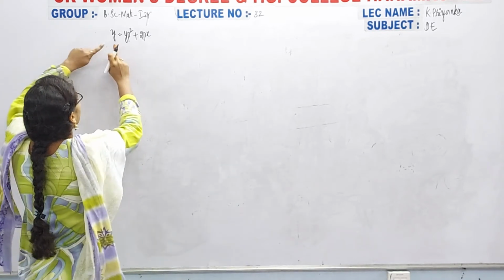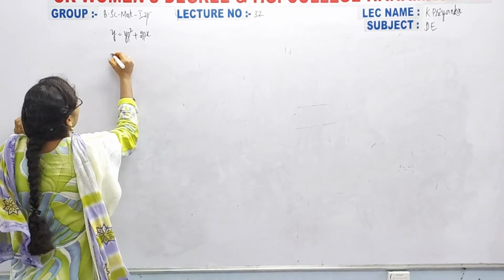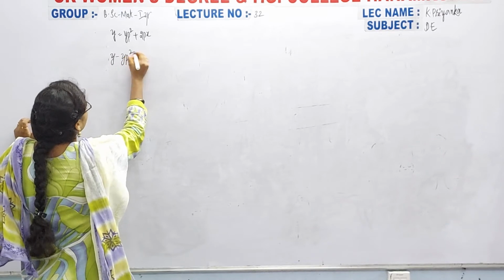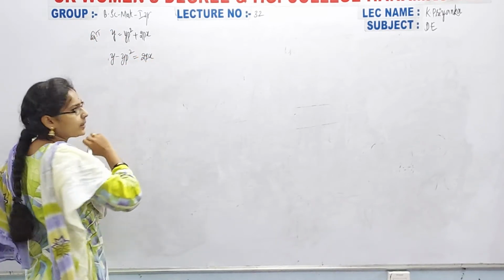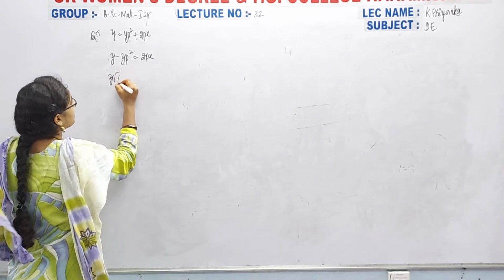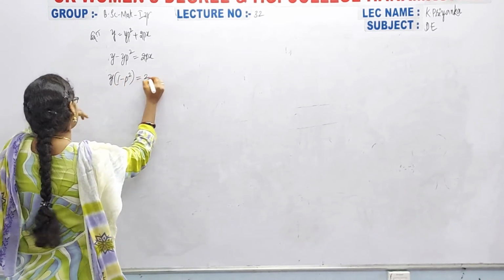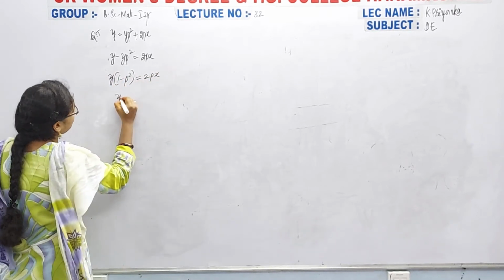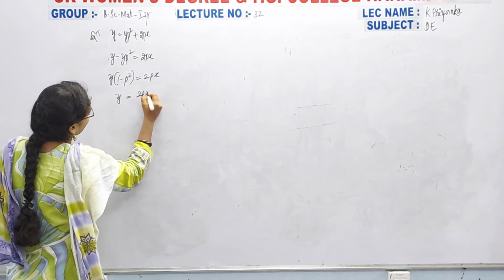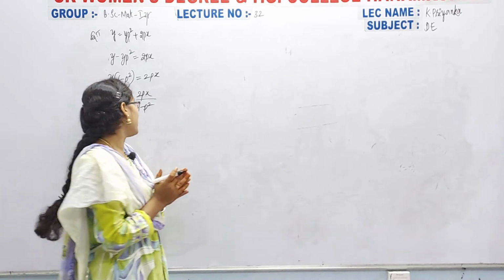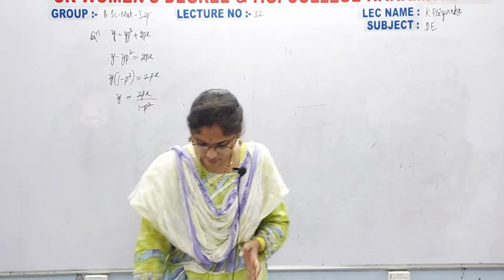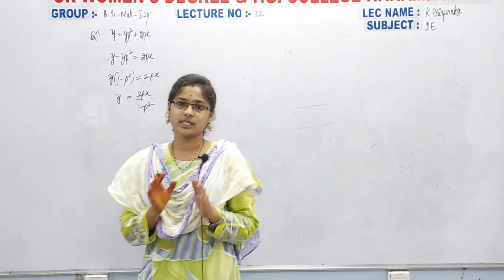So here we have y and here we have y, so that's why y minus yp square equal to 2px. Okay, now can I take y common from this? Then what I'll get, 1 minus p square into y equal to 2px. So now y equal to 2px by 1 minus p square. Okay, so now this is nothing but y. Now what we have to do, we have to differentiate it with respect to x.